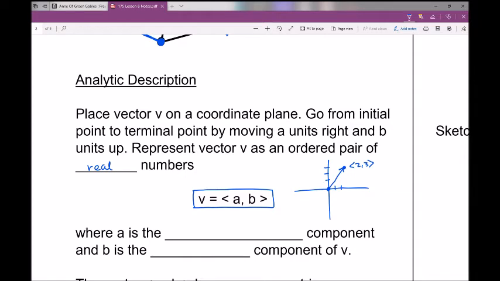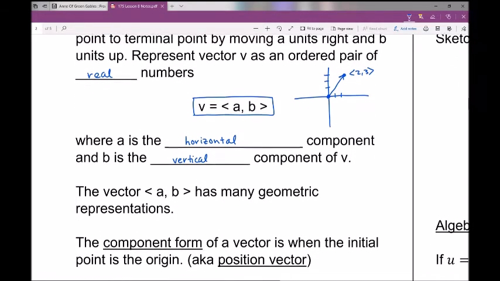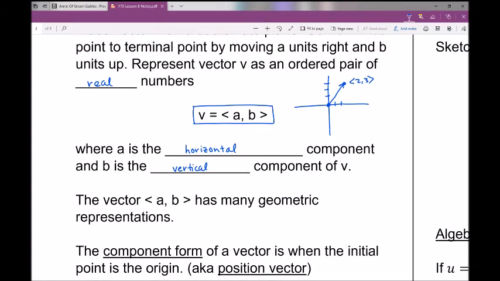we're saying that this is actually a directed line segment. Okay, so we call a the horizontal component, and that should make sense because it's also that x coordinate, and b is the vertical component of the vector v. So we're just dealing with x and y coordinates, it's just we're calling them horizontal and vertical components now instead of x and y coordinates. Okay, now that vector ⟨a, b⟩ has many geometric representations. So imagine taking that vector ⟨2, 3⟩ and moving it anywhere on the plane. Those would all be equivalent representations of that vector, they're just in different positions. So that's what I mean by this statement here.